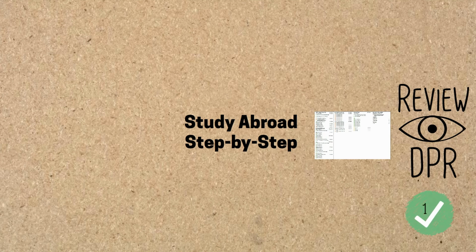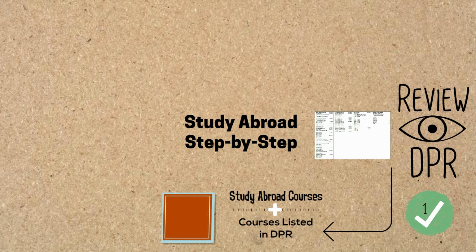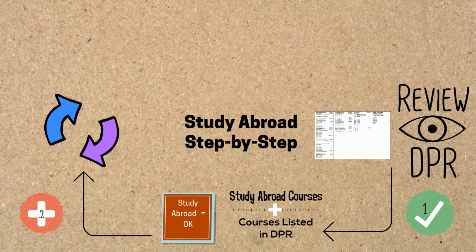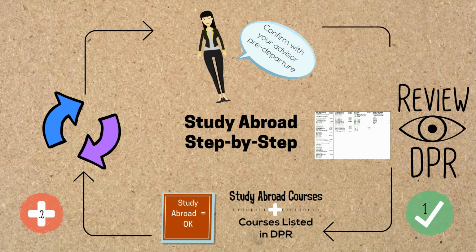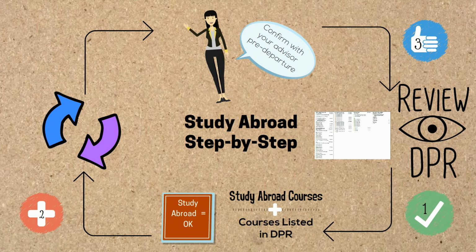Let's recap. Check your degree progress report to see what you need. Then find the programs that offer classes to fulfill those requirements. Next, obtain a list of course options for each program through the Study Abroad office and review this list with your advisor. Check back with your DPR to verify that the courses satisfy requirements.